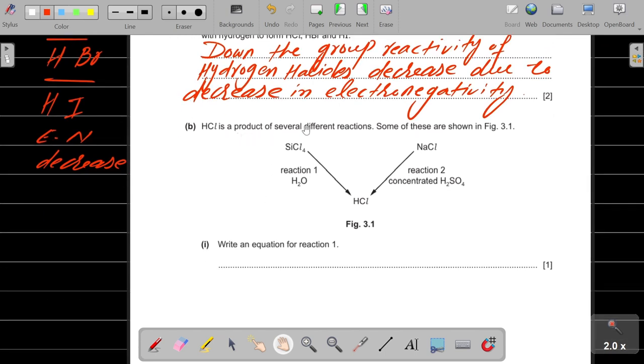Acid is a product of several different reactions. Some of these are shown, okay. SiCl4 reacts with water, and now we are getting HCl. When sodium chloride reacts with H2SO4, we also get HCl. So write an equation for reaction number 1. We have SiCl4 plus water.